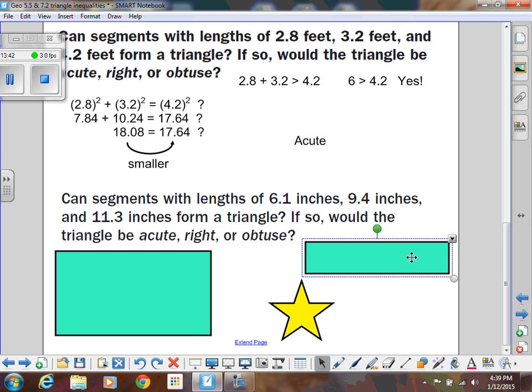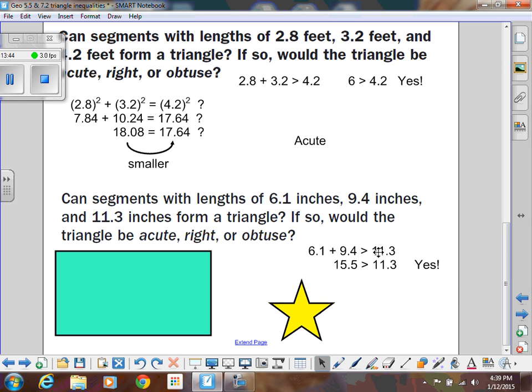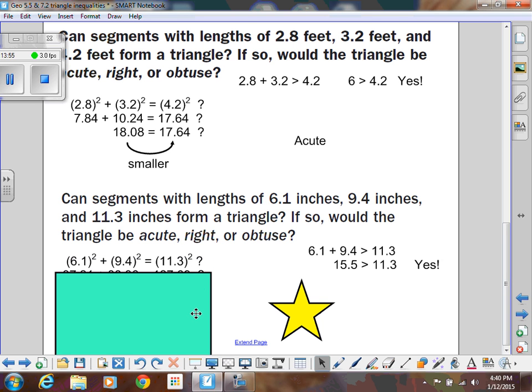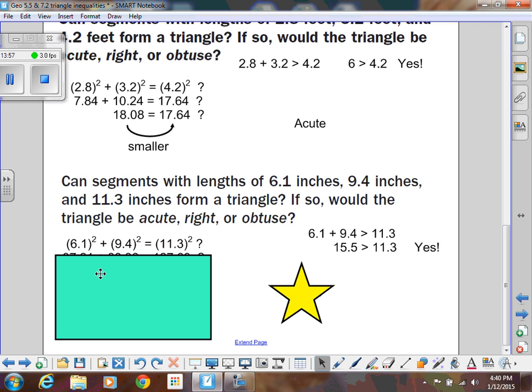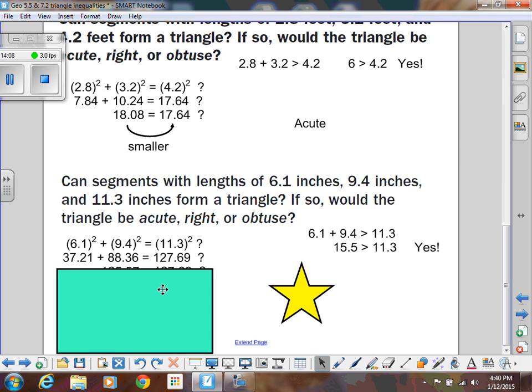So the two smaller sides, do those add up to be greater than the third side? Yes. So 6.1 and 9.4 add up to be 15.5, which is bigger than 11.3. So we have a triangle. And now we need to check to see if it's right. So I'm going to square those smaller two and add them up to see if it's the same as that largest side squared. So a squared plus b squared equals c squared. All right, so those are the numbers that I get when I plug into my calculator. You can pause and do that if you need to.